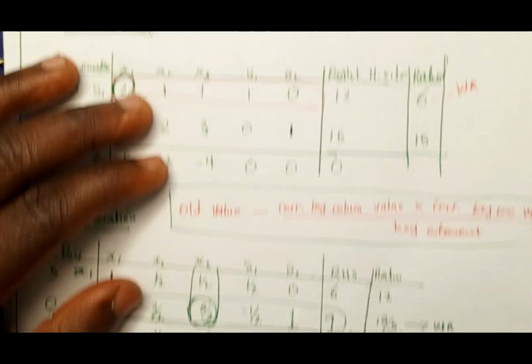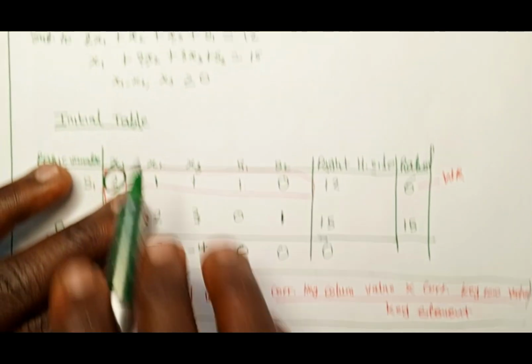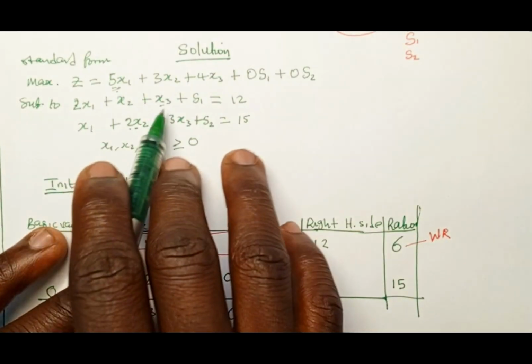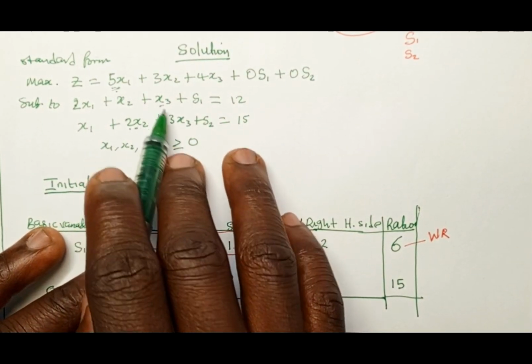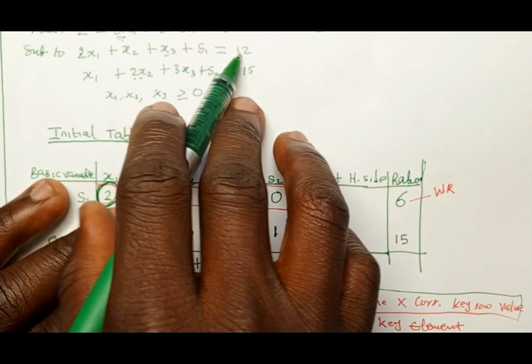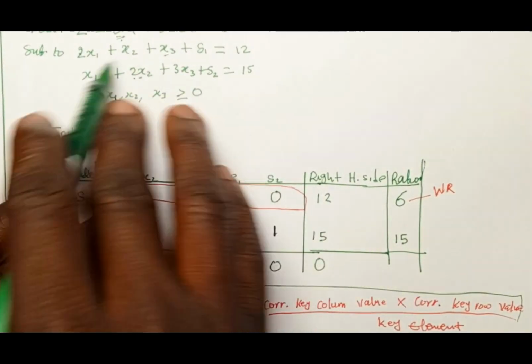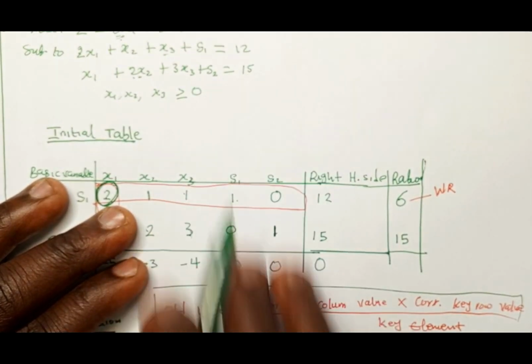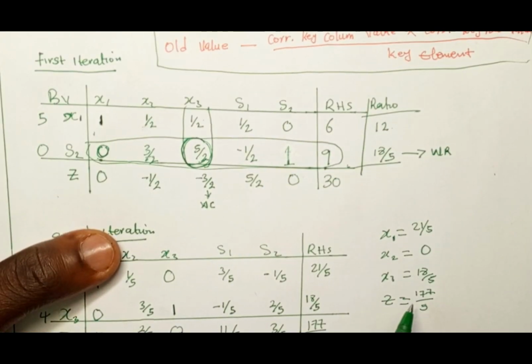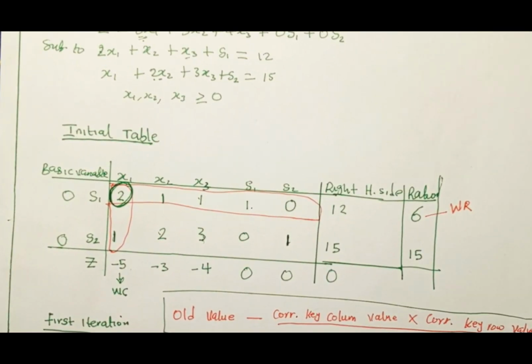So when you substitute all these four values back into the given question, 2 multiplied by x1, which is 21 over 5, then plus x2, which is 0, then plus x3, which is 18 over 5, we're going to get 12. Similarly, when you do the substitution also, we're going to get 15. And also, when you substitute all the values here, we are going to get the Z value, which is 177 over 5. So this is how to use the Simplex method to solve the linear programming problem.